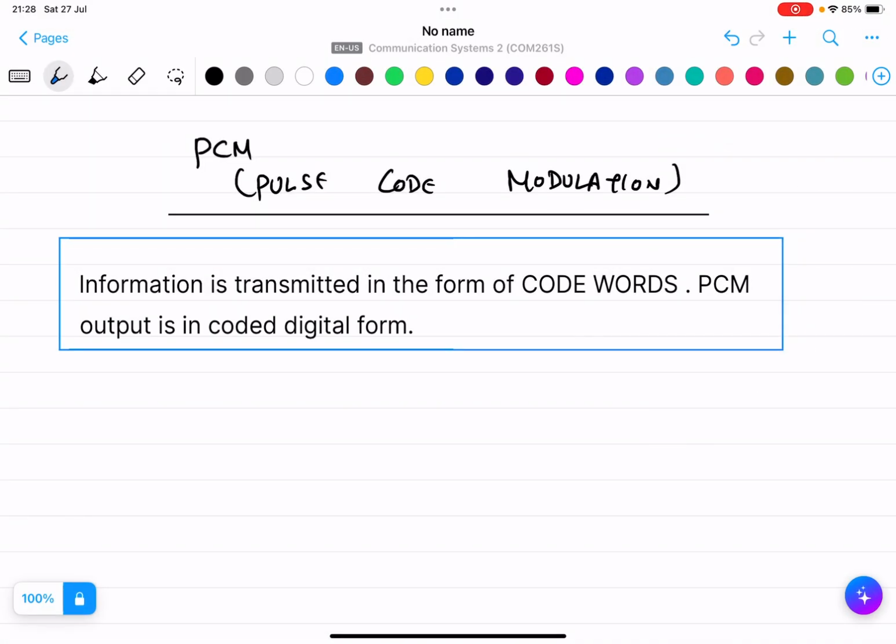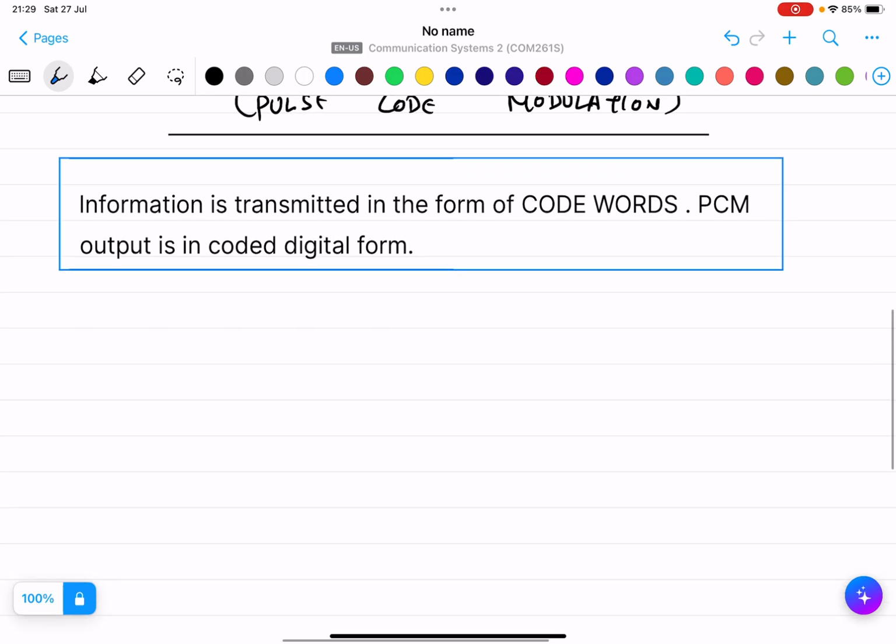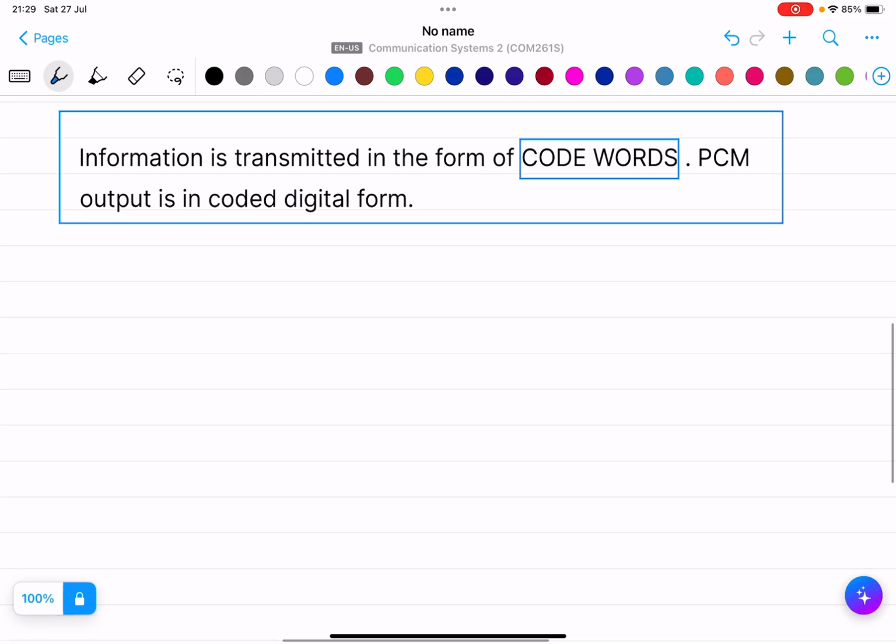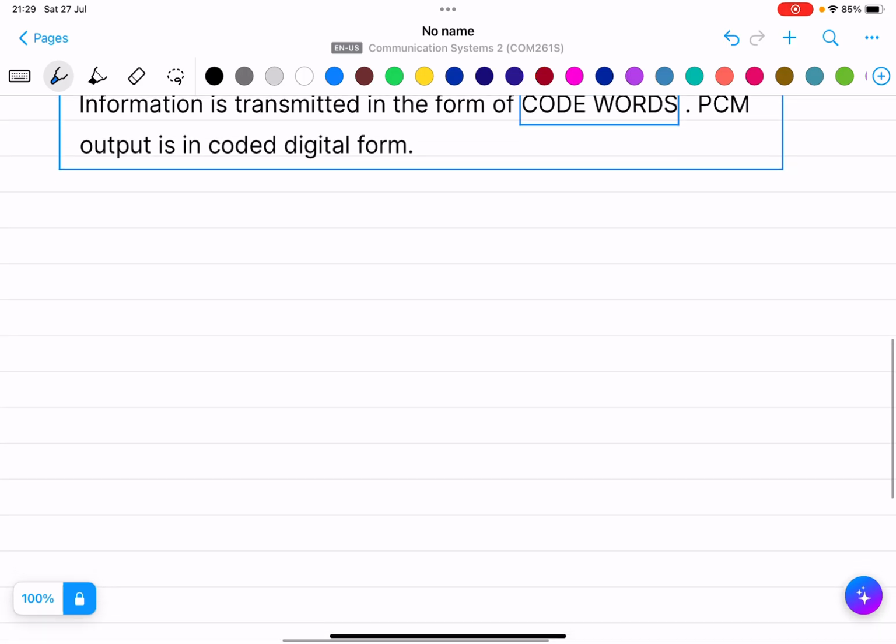In this lecture, I will speak about pulse code modulation. In the previous lectures we have covered PAM, PPM and PWM. These were the analog modulation techniques. Now I am talking about pulse code modulation, which is a digital modulation technique. Information is transmitted in the form of code words, and the PCM output is in coded digital form. Let's speak about the block diagram of it.